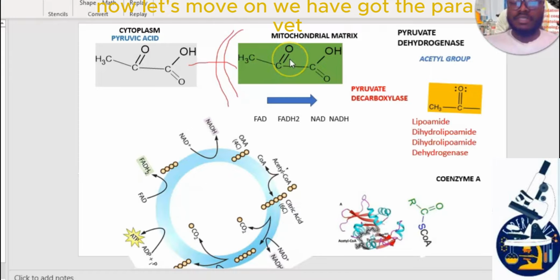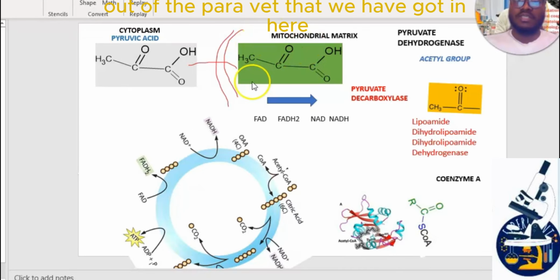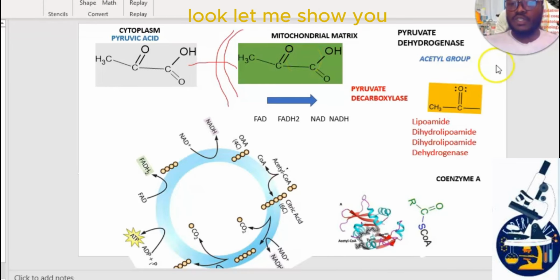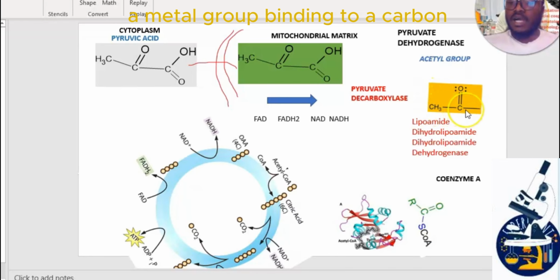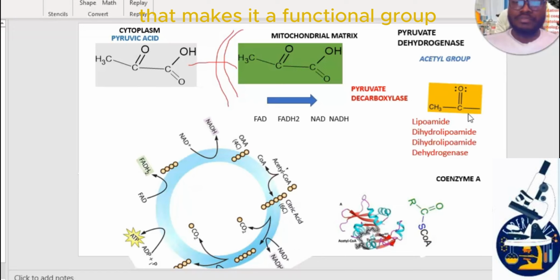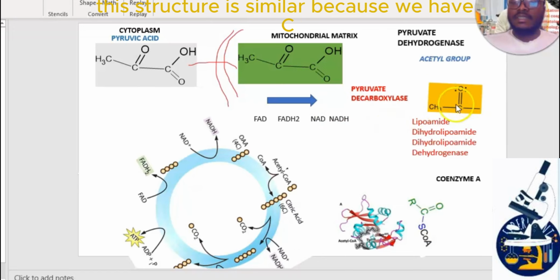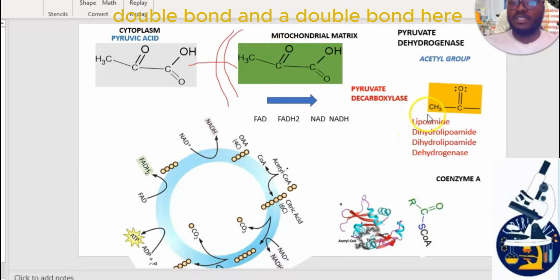We have got the pyruvate present within the mitochondrial matrix. If we want to produce a functional group like acetyl group out of the pyruvate that we have got in here, let me show you. This is the functional group that we want to produce: a methyl group binding to a carbon that is double bonded to an oxygen and with a dash, meaning it is ready to bind. That makes it a functional group. This structure is similar because you have CH3 here, CH3 here, carbon here, and a double bond here.